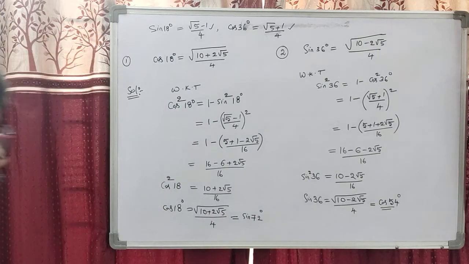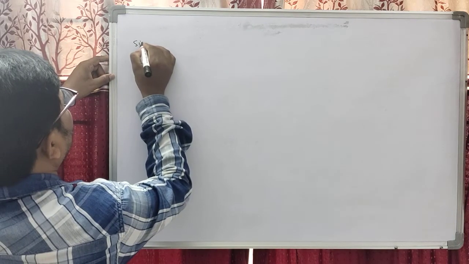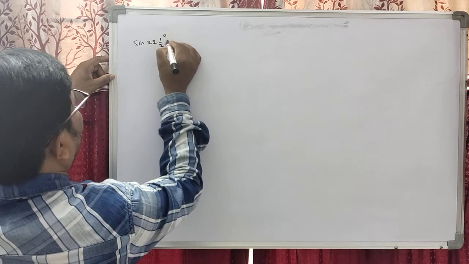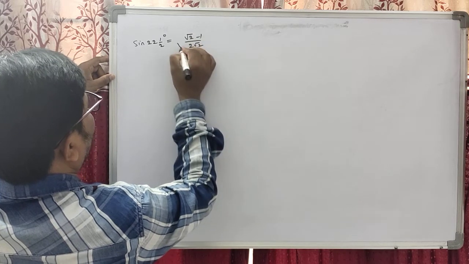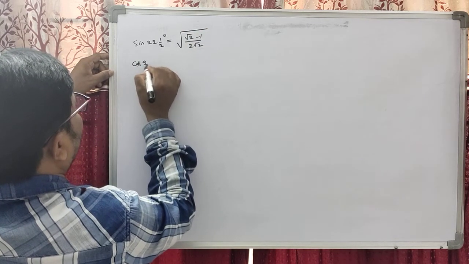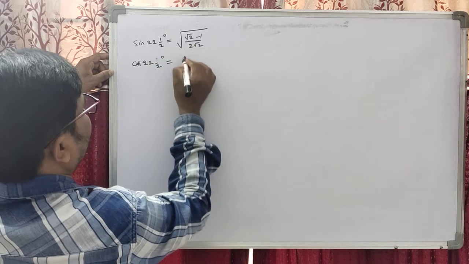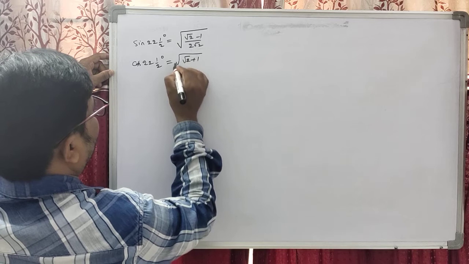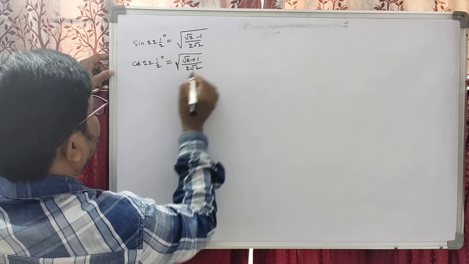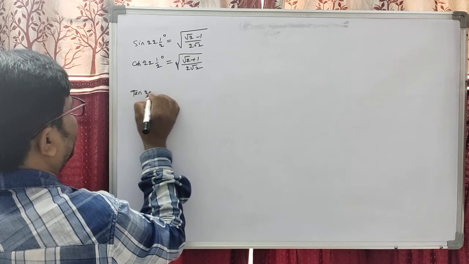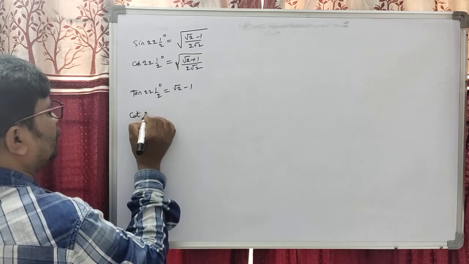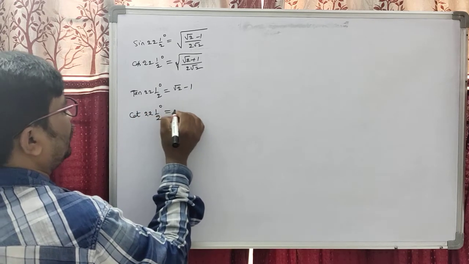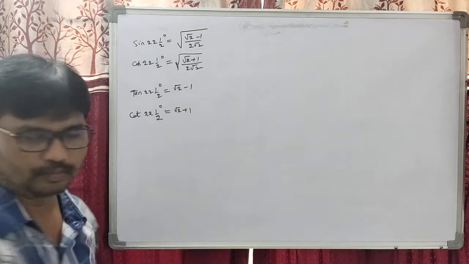Okay students, right now the sin of 22.5 degrees is (root 2 minus 1) by 2 root 2. And dear students, the cos of 22.5 degrees is (root 2 plus 1) by 2 root 2. Now students, the tan of 22.5 degrees is root 2 minus 1, cot 22.5 degrees is root 2 plus 1.